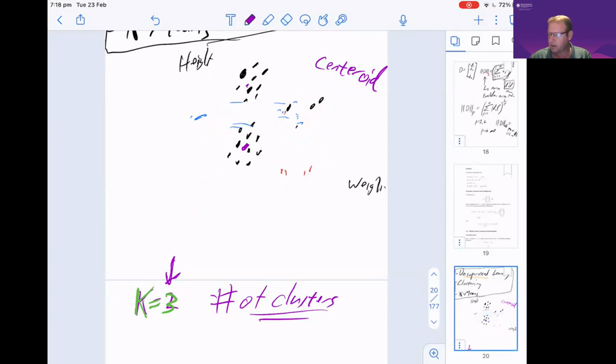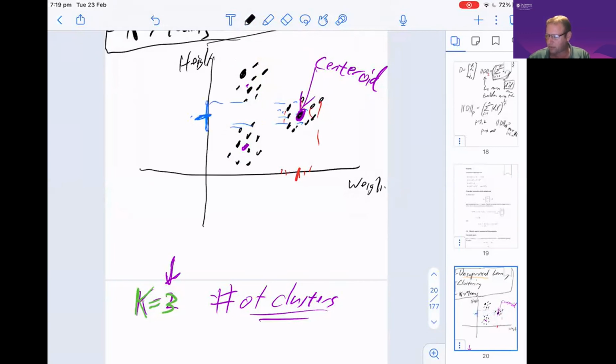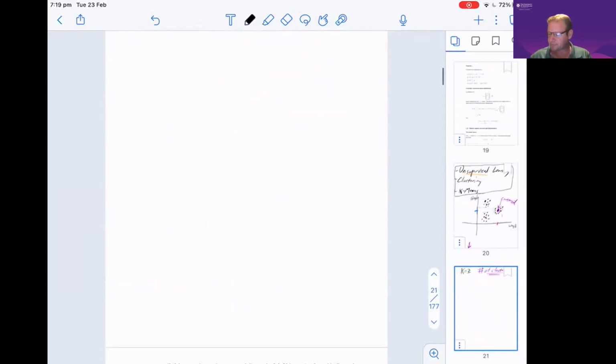We don't know that these points are part of a group, part of a cluster. So what we're going to do in the k-means algorithm is change between clusters, centroids, clusters, centroids, clusters, centroids. So let me explain to you how it works.